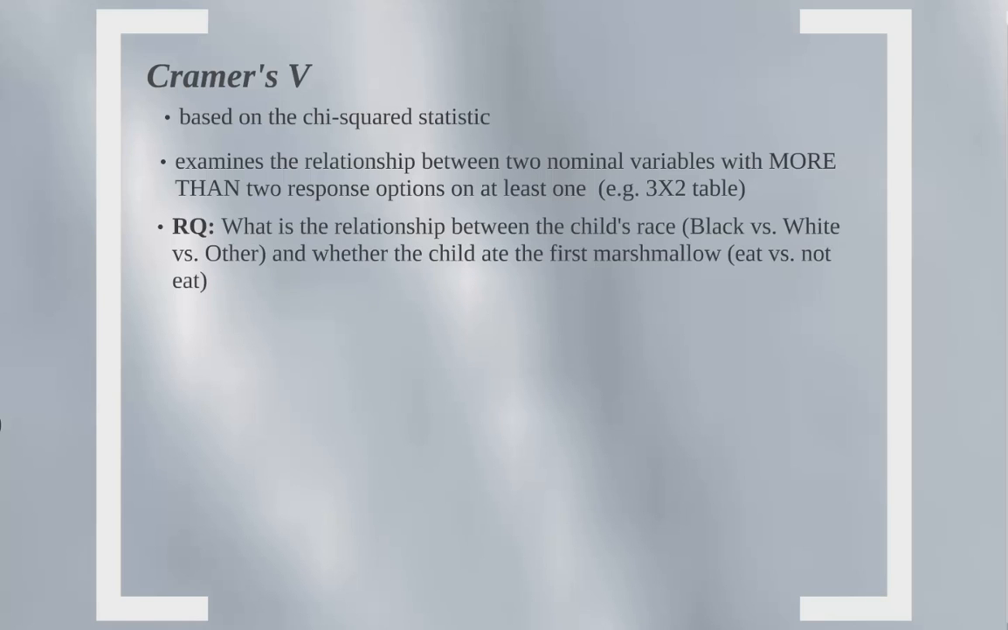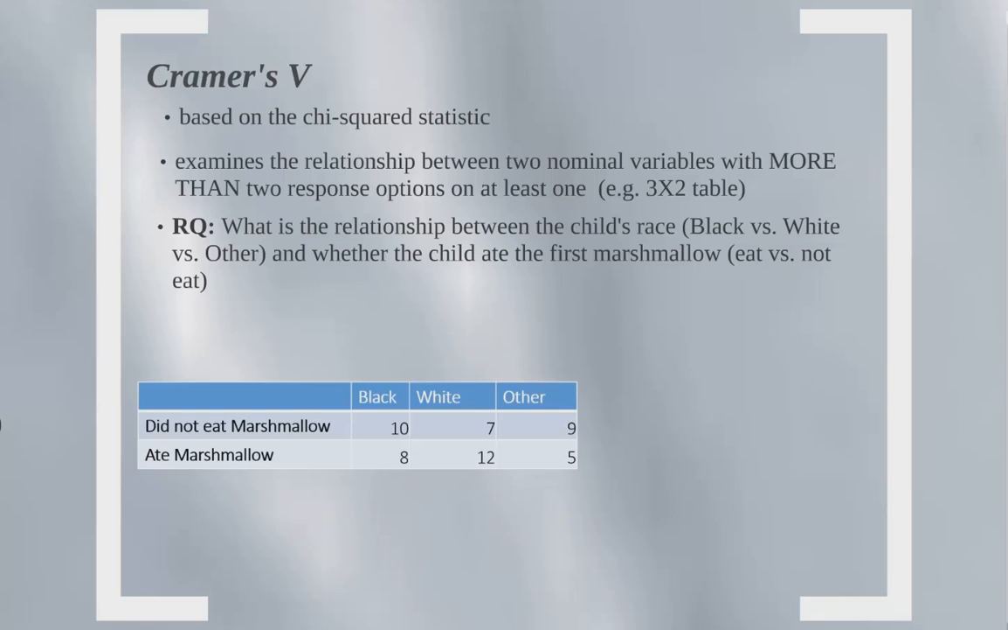So let's use another hypothetical research question here. Let's say we're interested in knowing the relationship between the child's race, and let's say we measured race as black, white, and other, and whether the child ate the first marshmallow. So the child ate it or did not eat the first marshmallow. And so we have our data here. This is what's considered a 3x2 table because we have three categories on top, two in the rows.